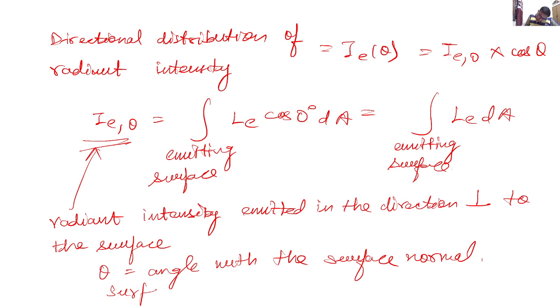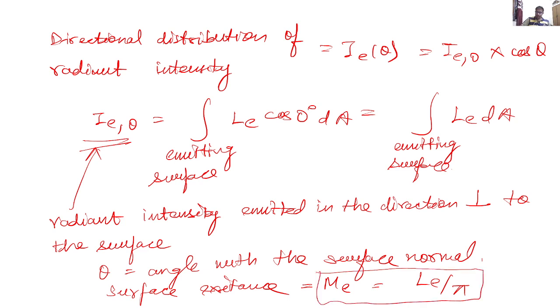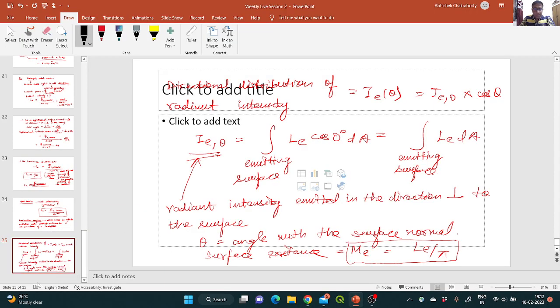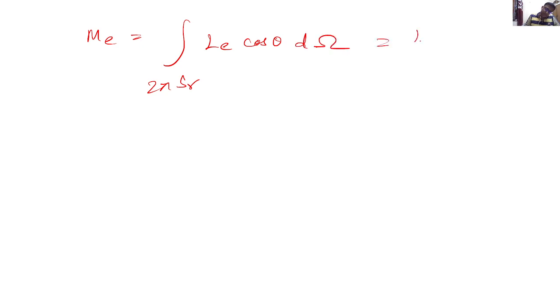So the surface exitance ME is LE by pi when we basically integrate it over the entire region, and that is why this pi in the denominator comes to be. And this is primarily like this. ME is over the 2 pi steradian region, not the entire 4 pi one, because it is not a total sphere. LE cos theta d omega, which will come out to be, after several mathematical manipulations, LE by pi, and that is why we get the pi in the denominator.